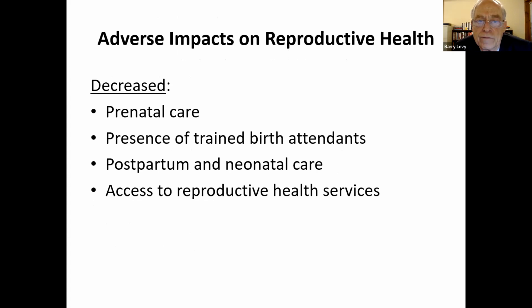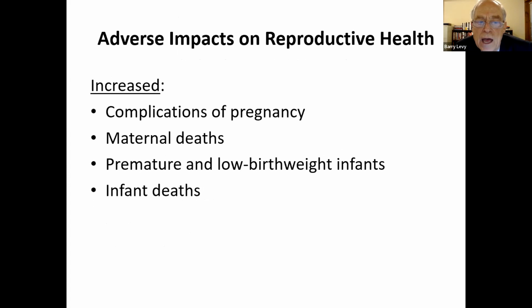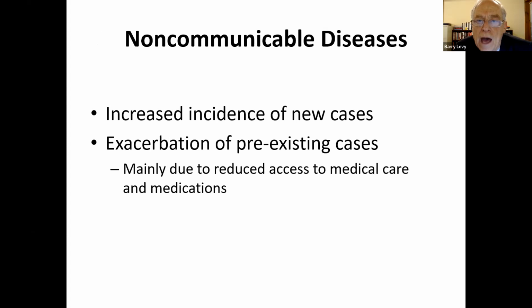Adverse reproductive health impacts occur largely due to reduced care, as shown here in many parameters of reduced care, resulting in complications of pregnancy, maternal deaths, premature and low birth weight infants, and infant deaths. And there's even some data that suggests that birth defects may occur with certain exposures as a result of war. And non-communicable diseases, we're talking about cardiovascular disease, chronic lung disease, cancer, and so forth. There's increased incidence as a result of exposures during war, but also exacerbation of pre-existing cases, largely due to reduced access to medical care and medications.